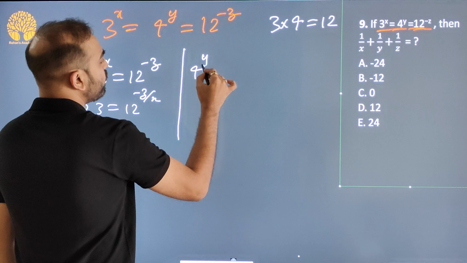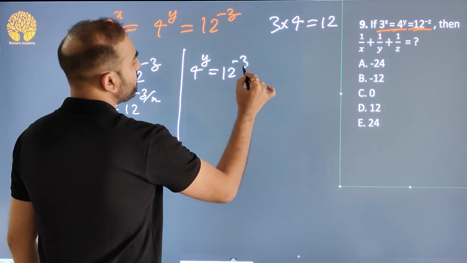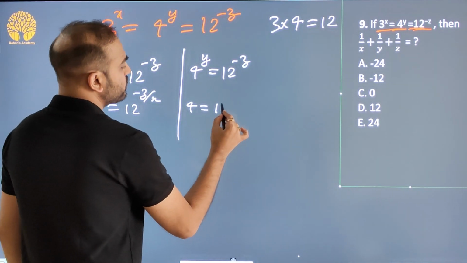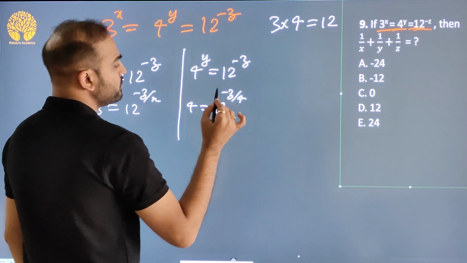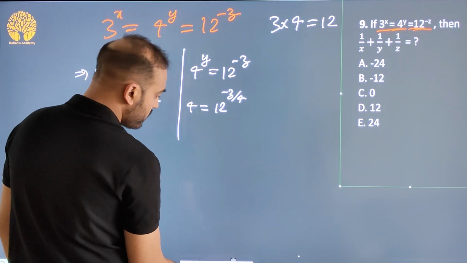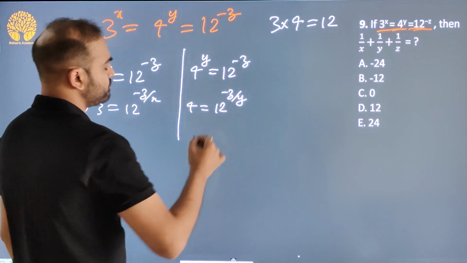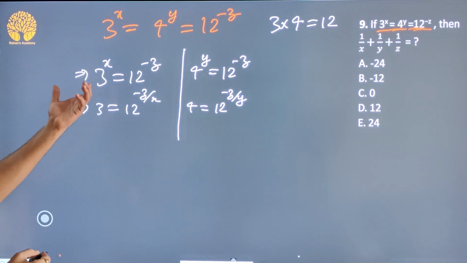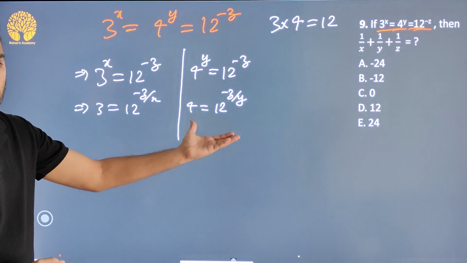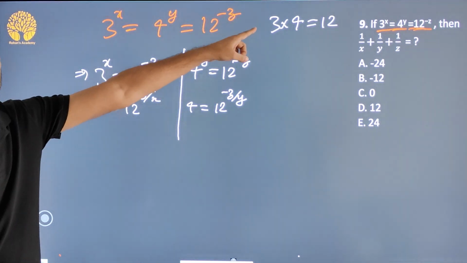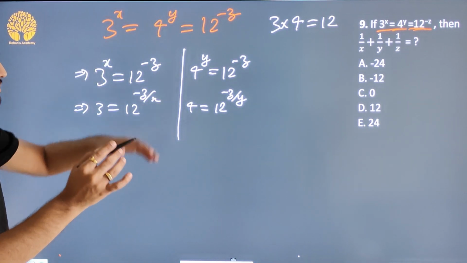Similarly, 4 power y is 12 power minus z. 4 is equal to 12 power minus z by y. Sorry, my bad, z by y. Now I have singled out my 3, singled out my 4. Let's substitute these values there so that my bases become same.